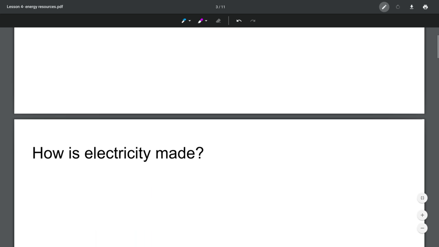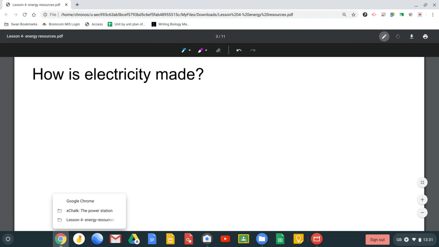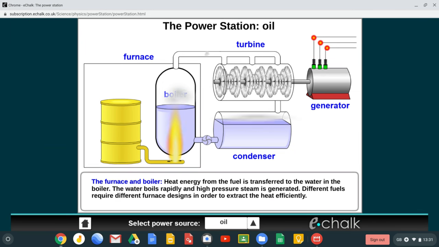And on that note, let's try and answer this question here then. How is electricity actually made? I'm going to use someone else's resource down here because it is much more straightforward to understand than me just trying to talk about it. So how is electricity actually made? Well, it's fairly straightforward actually.